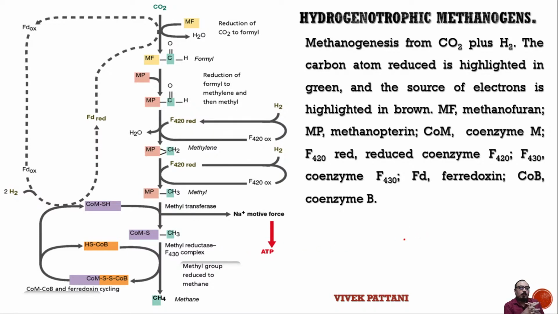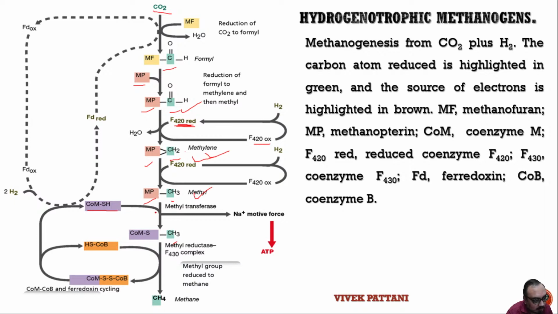In methanogenesis from carbon dioxide and hydrogen, the carbon forms methylene, and from methylene a methyl group is formed, which is attached to methanopterin. With the help of methyltransferase, it then gets attached to the coenzyme M-SH complex, and this is how it works.